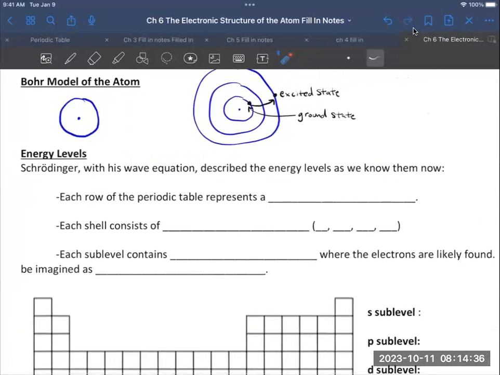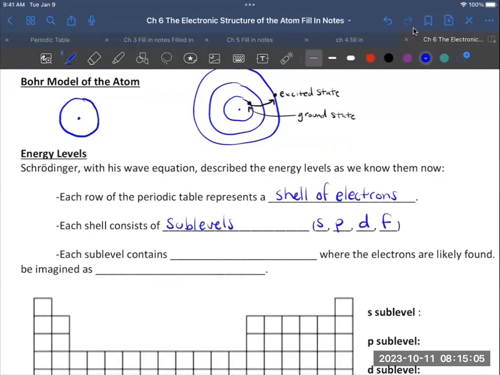But he described our energy levels as we know them now. So again, he does agree that each row on the periodic table represents a shell of electrons. However, within each shell, there are sublevels. Okay, and these sublevels have letters S, P, D, and F.